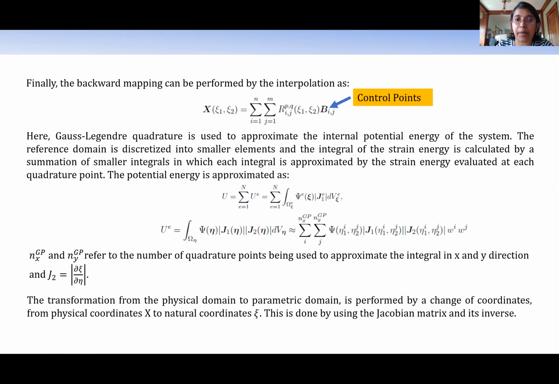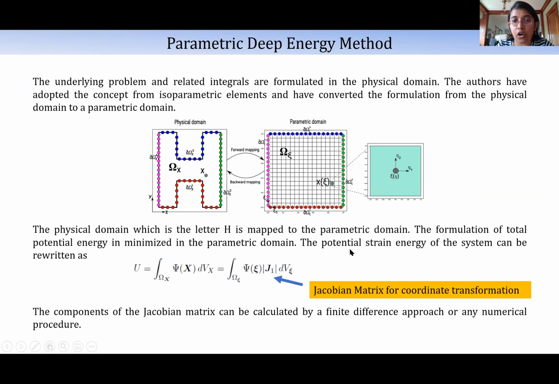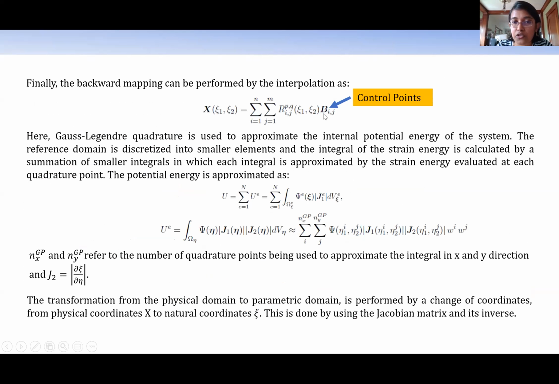Now, finally, when we backpropagate it, we obtain, okay, so on the parametric domain, these are the points that are defined, these are the natural coordinates. On the physical domain, these are the blue points that we see, they are basically the control points. So here we use the control points to find out the coordinates using the natural coordinate system.